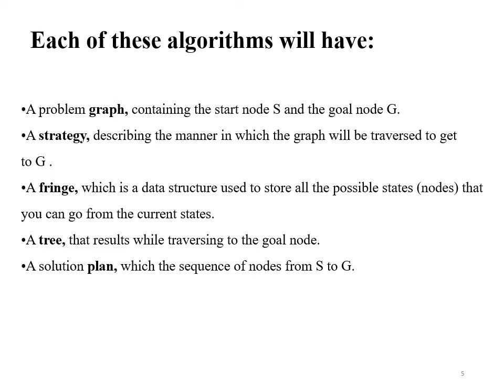There may be any graph or tree which contains a start node and a goal node already defined. A strategy describes the manner in which the graph will be traversed to get to G. And third one is the fringe. Fringe is actually a data structure, like a tree, graph, stack, queue, or linked list, maybe any kind of data structure, called fringe. A fringe is a data structure used to store all the possible state nodes that you can go to from the current state.